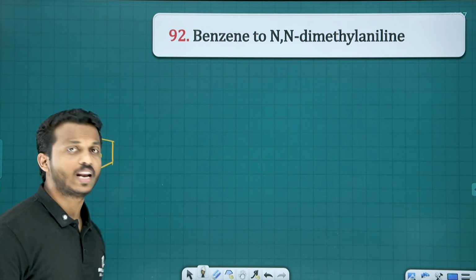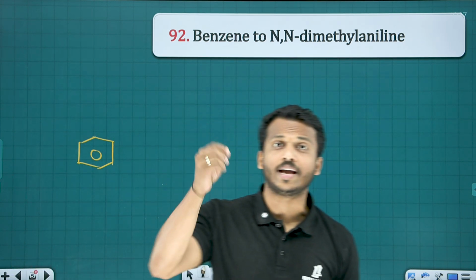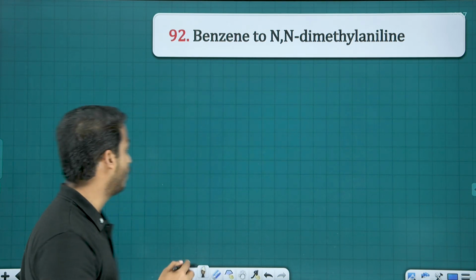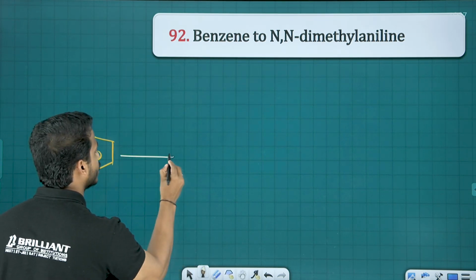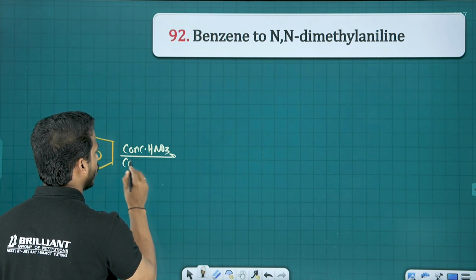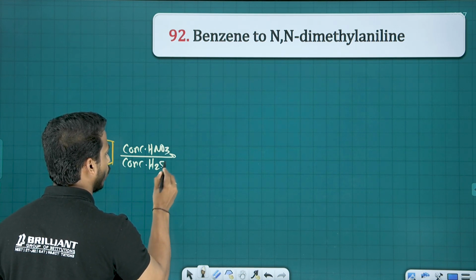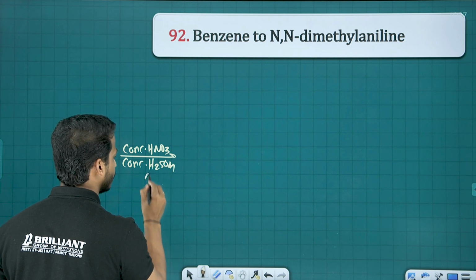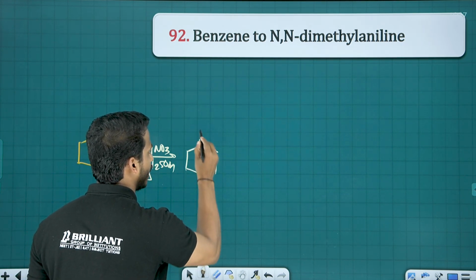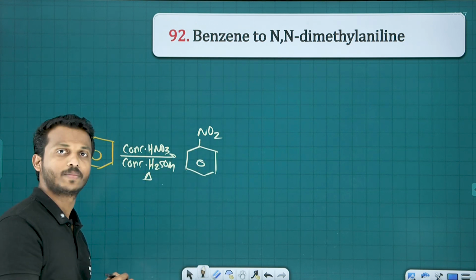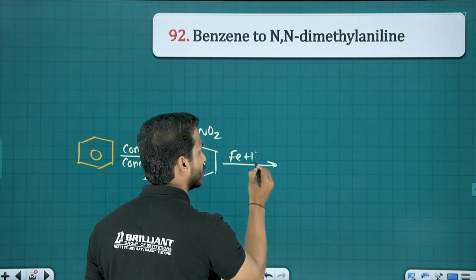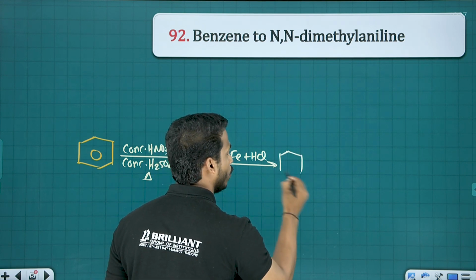Next question, convert benzene to N,N-dimethylaniline. N,N-dimethyl means 2 methyl groups we have to bring onto aniline. So first we can make aniline, as in the previous case. Use concentrated HNO3 and concentrated H2SO4 along with heat. Benzene on nitration gives nitrobenzene. Nitro group on reduction with iron with HCl or tin with HCl gives aniline.